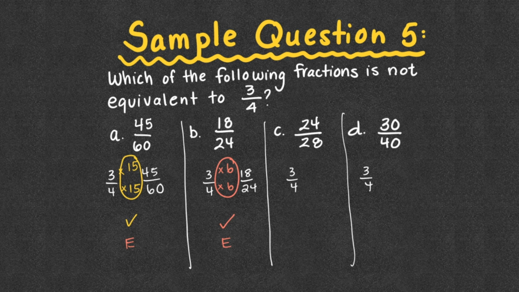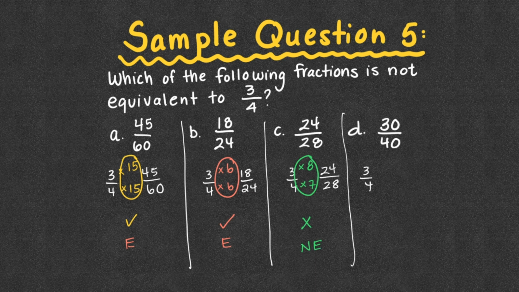All right, so let's keep it moving. We have 24/28. So I'm thinking 3 times what is 24? 4 times what is 28? I know 3 times 8 is 24, and 4 times 7 is 28. These are not the same number. So these are not equivalent.